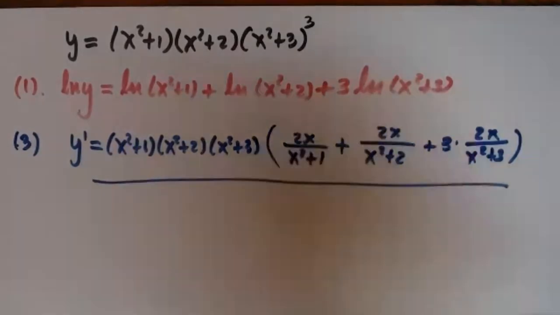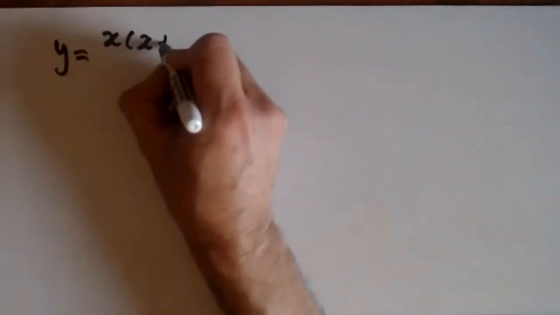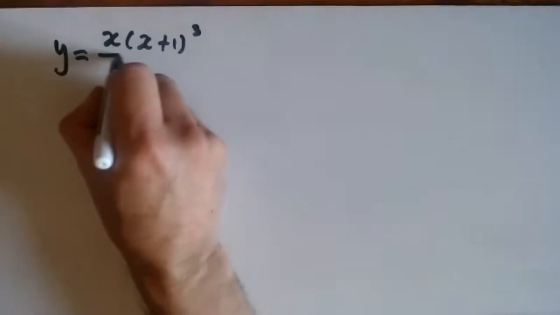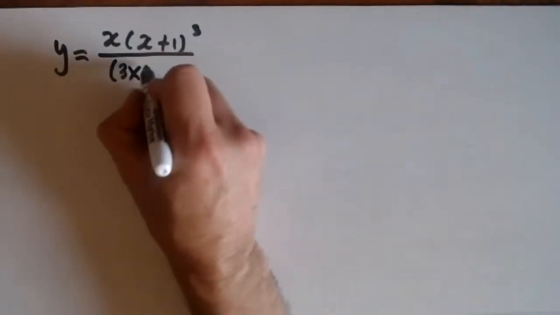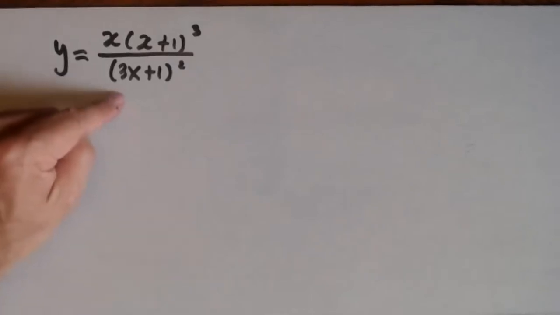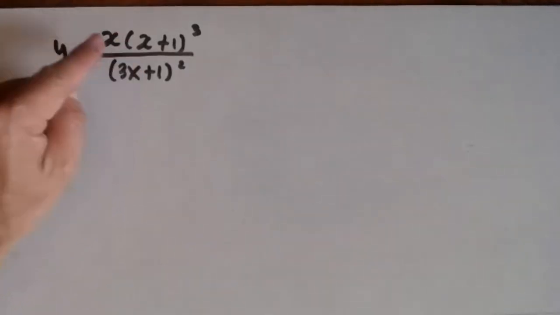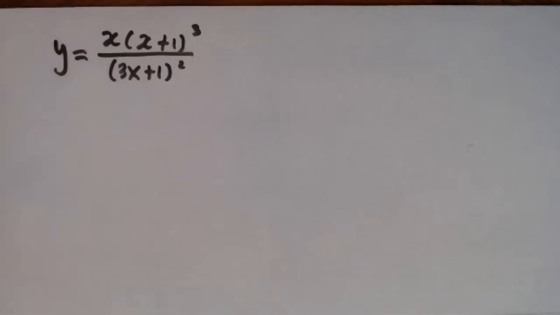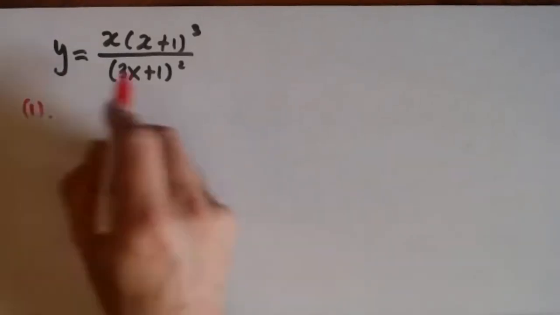Okay? Now, let's do a quotient. You're going to see now. So, y equals (x plus 1) cubed over (3x plus 1) squared. Now you remember the quotient rule for derivatives is horrible. If you try to do this with the quotient rule and you have a product at the top, you're going to get a horrible expression. So logs are here to save you, okay? So step number 1, take the log of both sides.